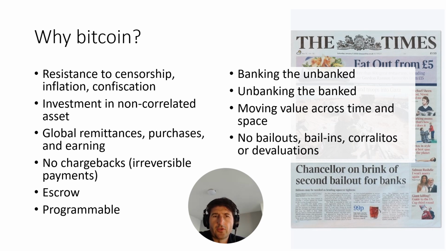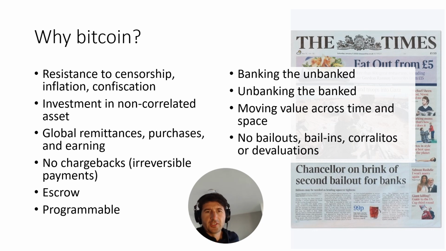Bitcoin is also useful for global remittances, for purchases, and for earning. It turns out that between certain pairs of countries, it is fairly difficult or expensive to move money, and Bitcoin simply works. If you can send an email to somebody, you can send a Bitcoin. It also has a nice property of no chargebacks. The payments by default are irreversible, which allows people to know that if they got paid in Bitcoin, the money is now really theirs, and they don't have to worry about some kind of issue later on.